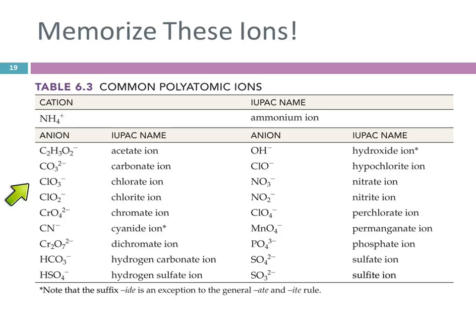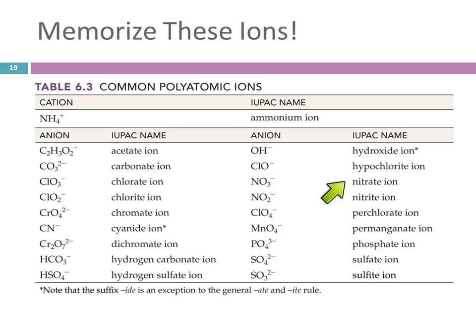If we look at ClO3, it's chlorate ion, the beginning of this name is related to the element that's with oxygen. A lot of them are like that. Here's chromate, it's got chromium in it. Nitrate has nitrogen in it. And we need to know their names.